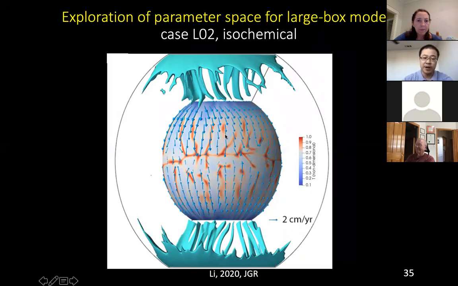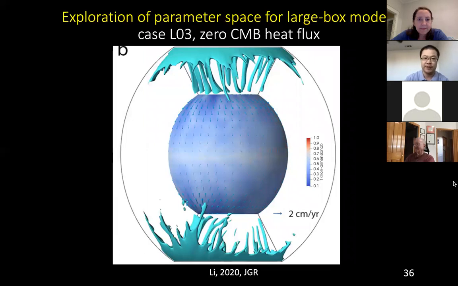In this calculation, I remove the thermochemical pile, so it's purely thermal, or isochemical. You can still see the linear-like thermal ridges in these cold subduction-influenced regions, right? They are extending in the same direction as the mantle flow. However, if I use zero CMB heat flux, then no surprise, the core-mantle boundary just becomes really, really cold, and you don't see hot thermal ridges that much.